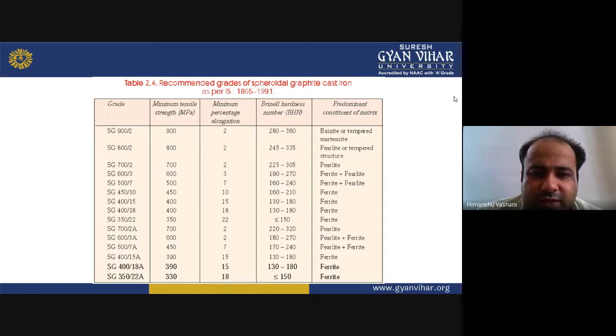In this way, you can see how the hardness varies for different grades. As the percentage elongation is less, the hardness is more, and as the percentage elongation increases, the hardness fluctuates accordingly. So in this way, these grades are available for you to learn and understand. Okay, so let's go next.